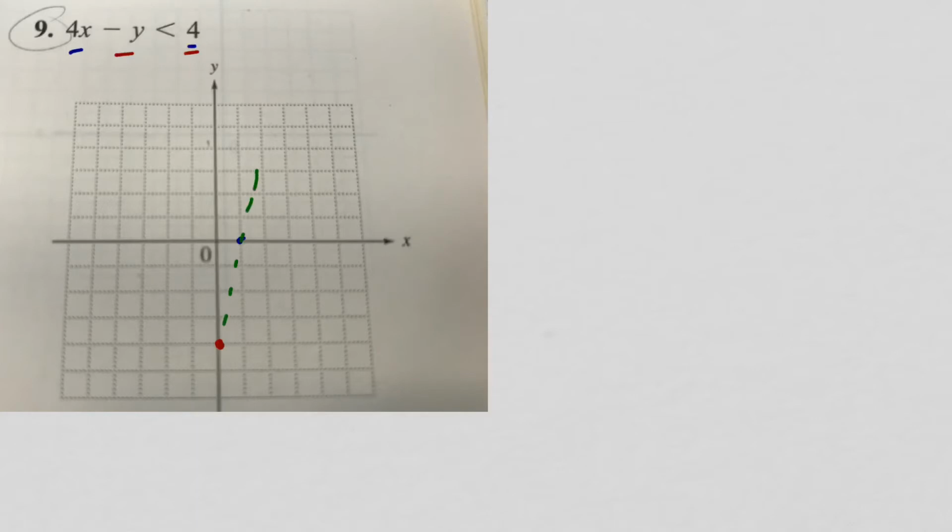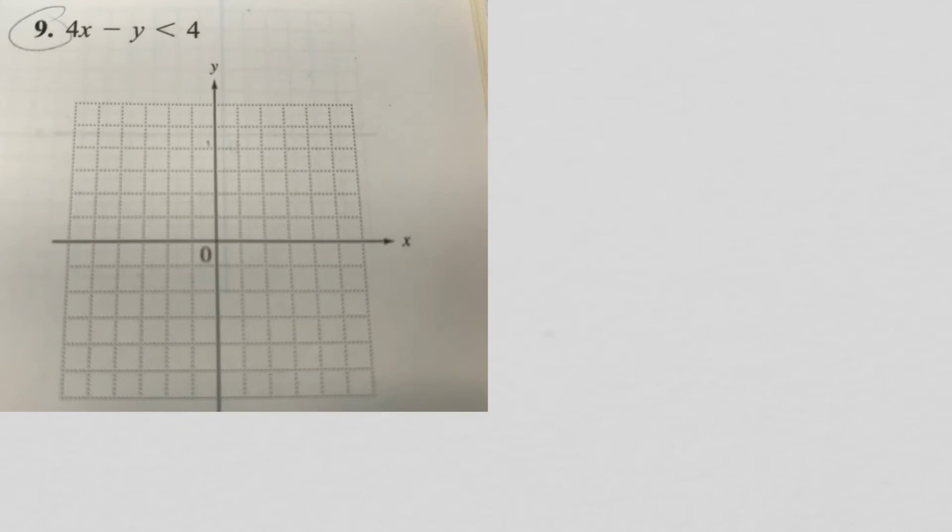Now, here's the tricky part if you use standard form to graph this. Because the y is negative, we're not shading the part under the line, we're shading the part above the line. So the line on this side gets shaded.